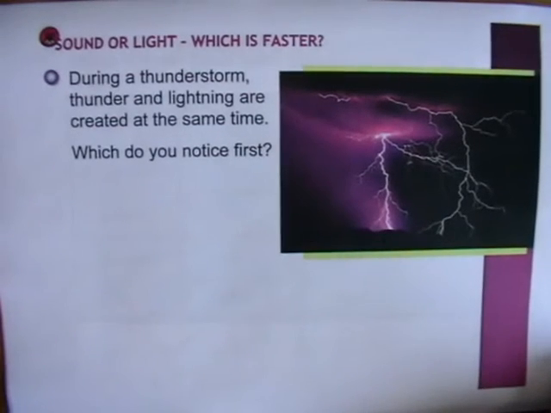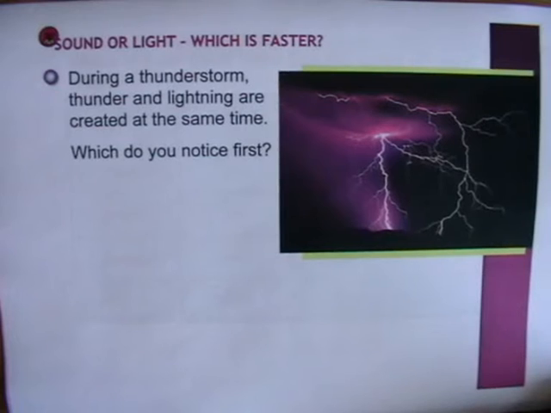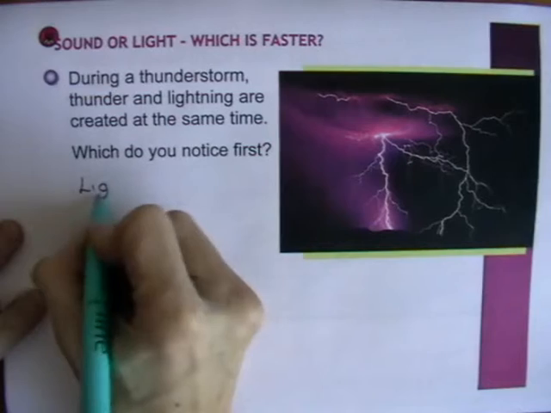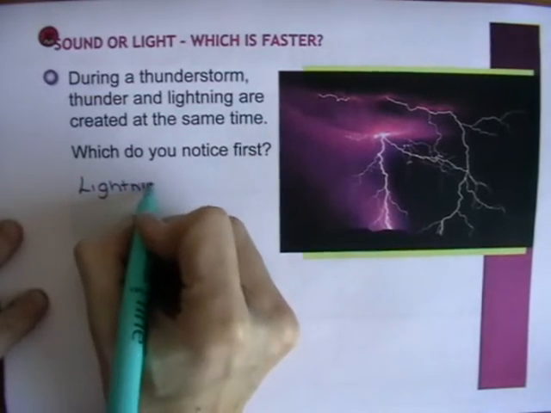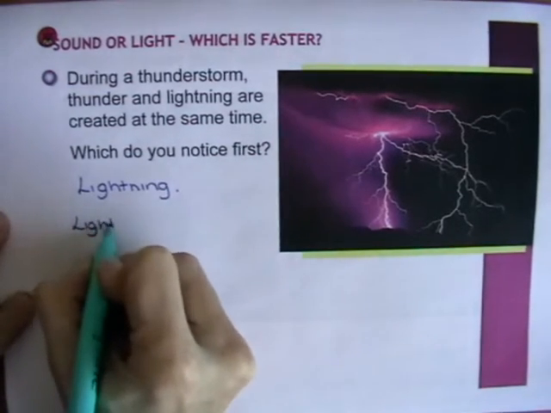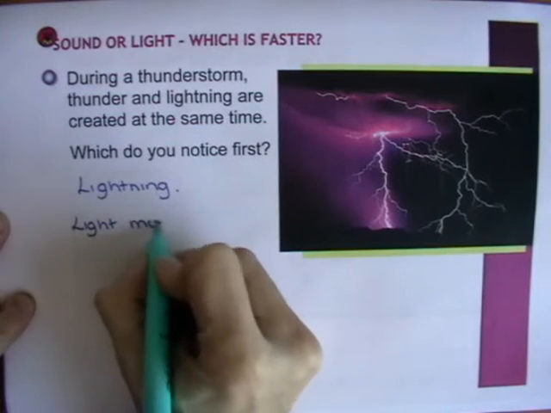So sound and light, which is fastest? During a thunderstorm, thunder and lightning are created at the same time. Which do you notice first? So you see the lightning first, of course. And the reason is because light travels much faster than sound.